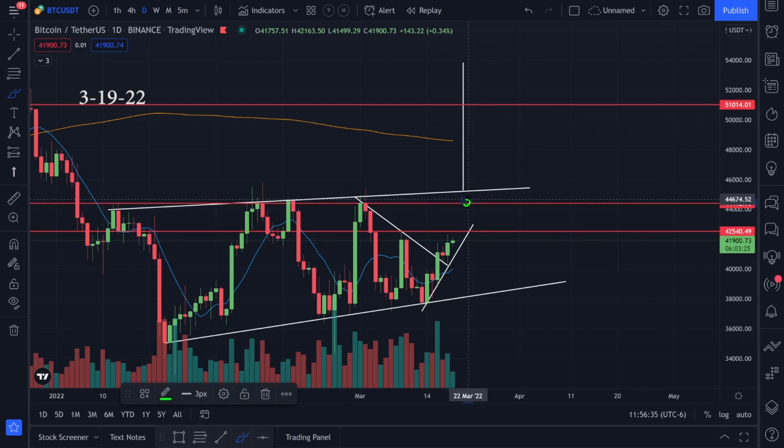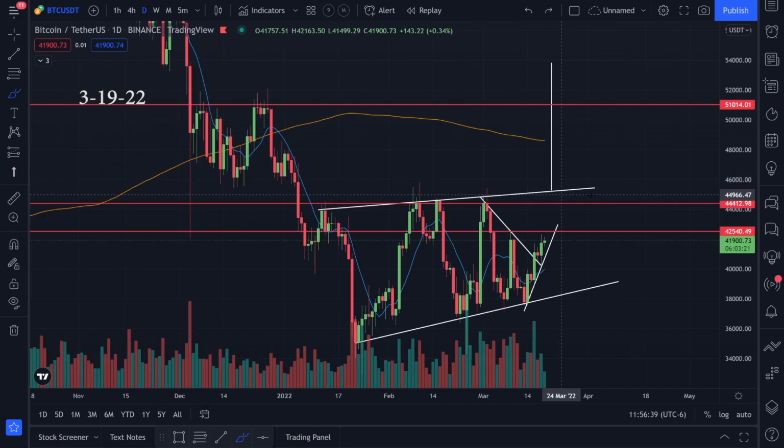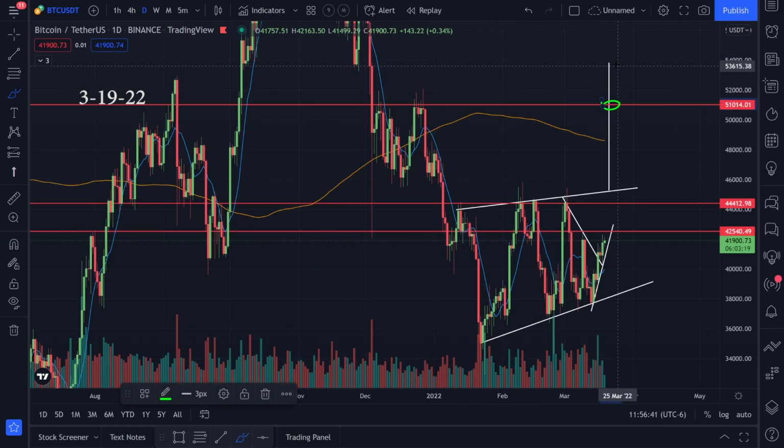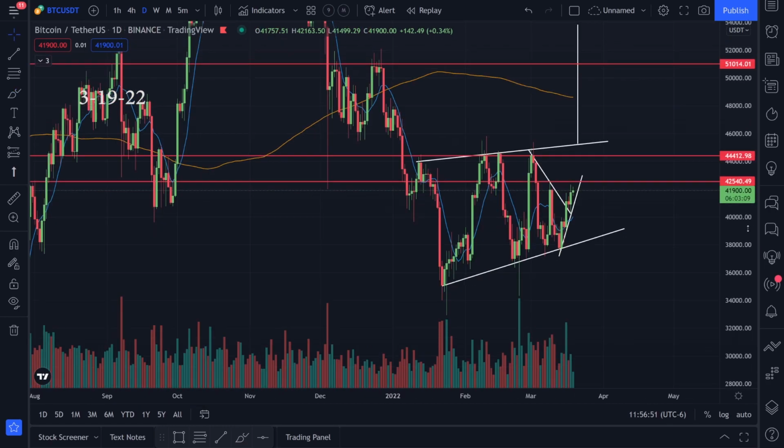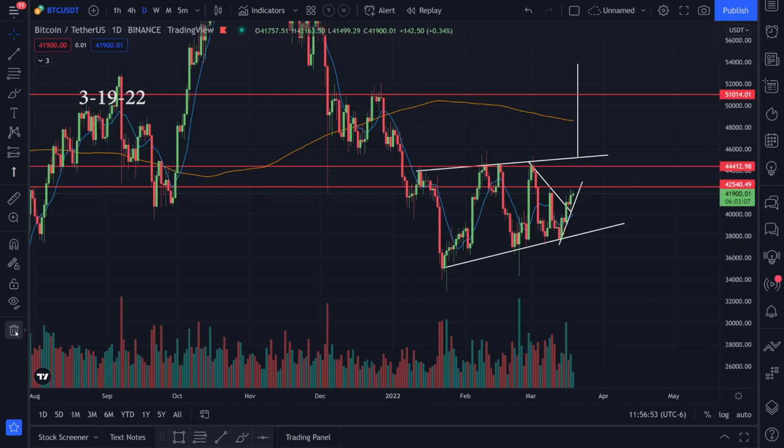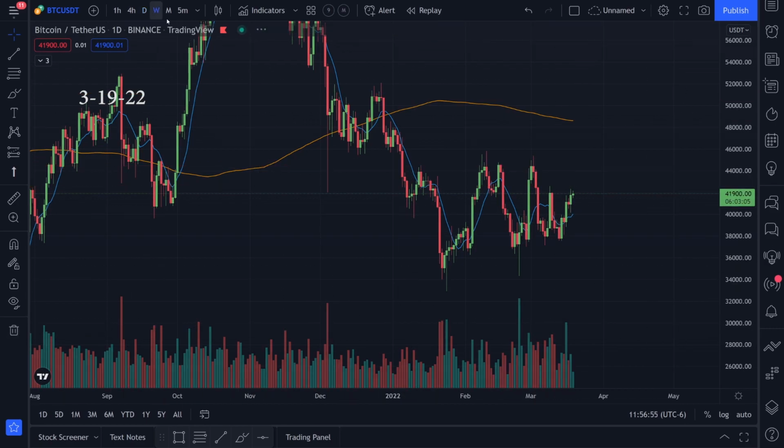If we could break above that, I'll be looking at 45,000. And if we could break above that, then I'll get much more confident on maybe 51 or even possibly 53.8, 53.7. The other thing that I've been watching a lot, let's go ahead and delete this and let's jump over to the weekly time frame.